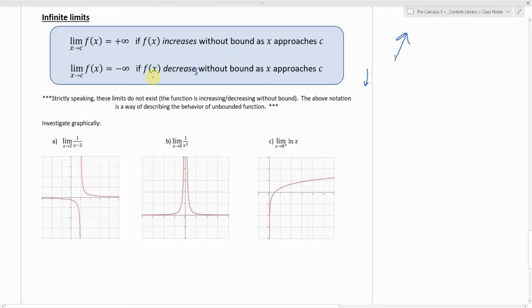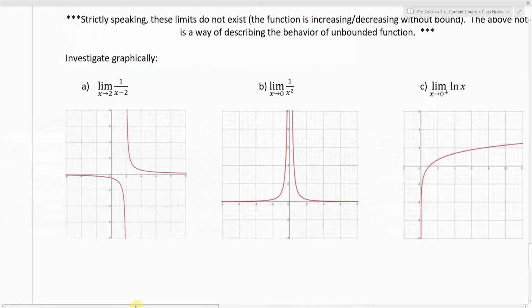So strictly speaking, the limit does not exist, but it's a little bit more meaningful, a little more precise for us to talk about the limit being positive and negative infinity so that we can describe the behavior of the function, right? And that's what this is saying here. Let's look at some examples and make sure we're clear on this. So let's look at all these limits graphically here.